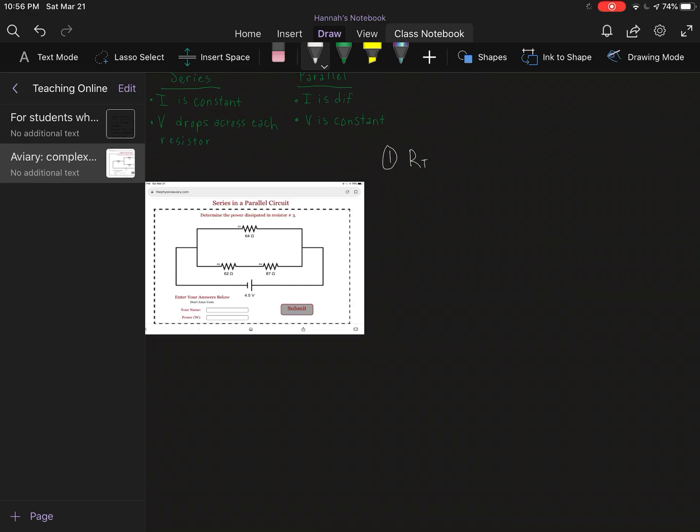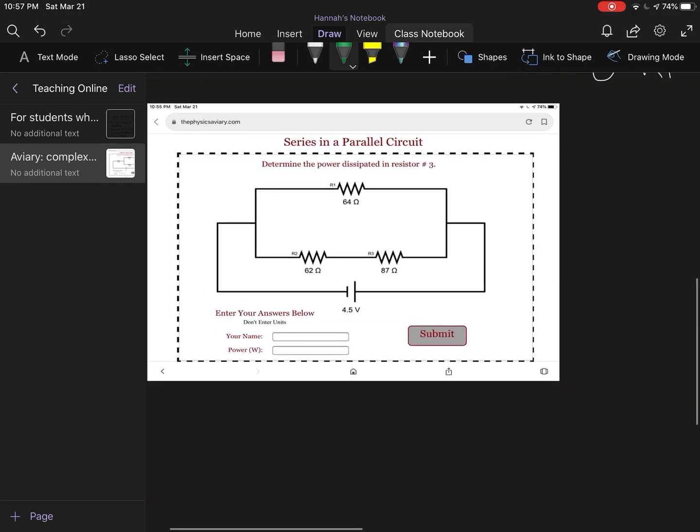Beautiful. And this time we're dealing with a parallel circuit overall, but within it, we have a series circuit. So that kind of makes it a little bit easier in my opinion, because you can just add these together and then solve for your parallel total resistance. So I have 62 plus 87, and the equivalent resistance here is 149 ohms.